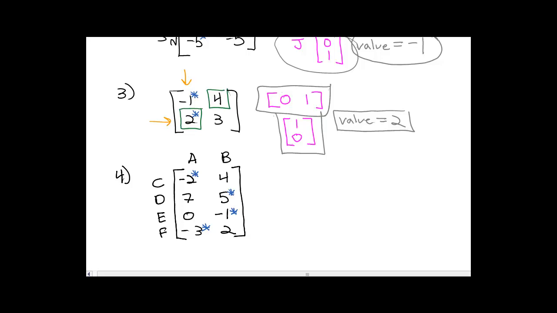The column player likes negatives. Worst case scenario for the column is a big result. So we're going to box the biggest value in each column. In column A, the biggest value is 7. In column B, the biggest value is 5. And you notice where they overlap, the star and the box overlap in the second row and the second column.